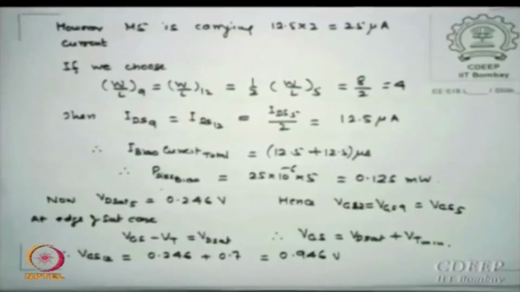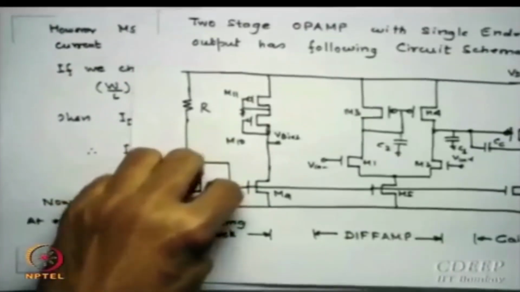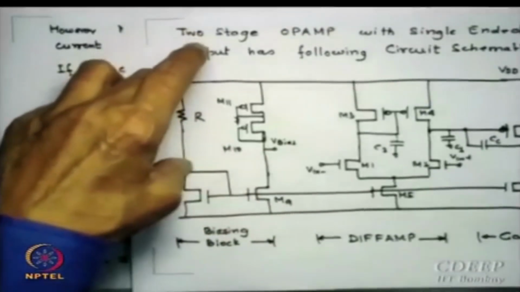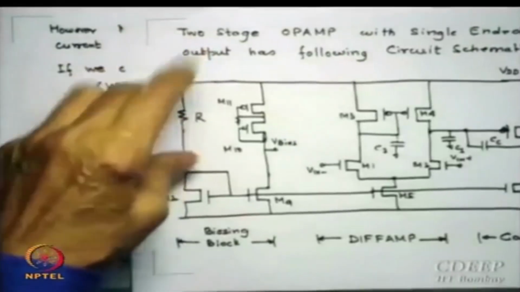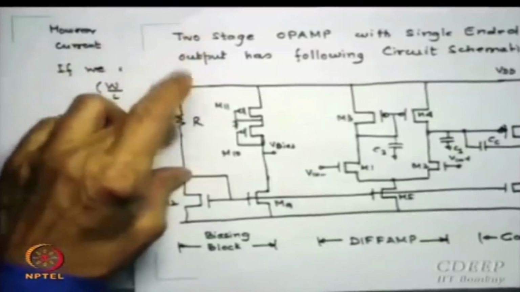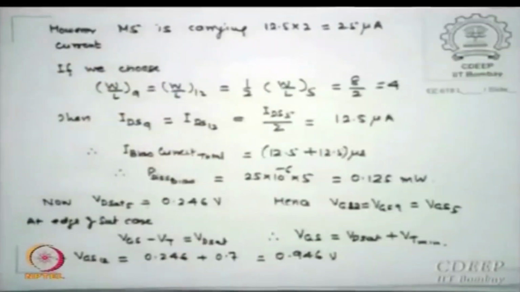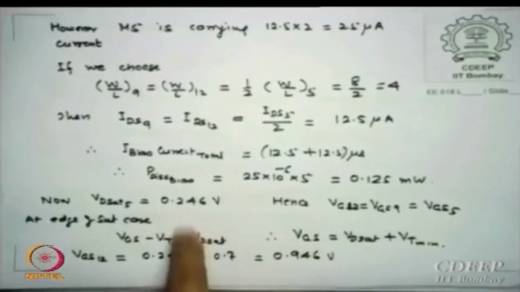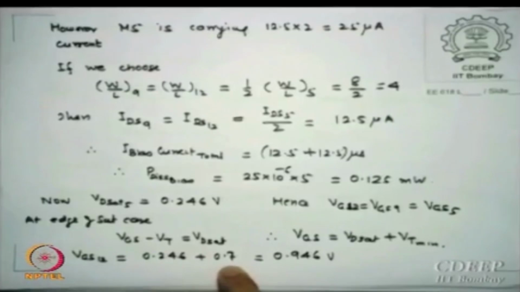How do I find out? If I know VGS for this, which is the same as VGS for this, then this voltage minus this voltage divided by 12.5 is R. Please remember, this voltage minus this voltage divided by R is 12.5. So I did this and calculated the resistance; VGS minus VT is VDsat. For this value I calculate VGS12 as 0.946 volt. Is that okay? This is the 0.246 which I got as saturation voltage plus 0.7 which is the VT.